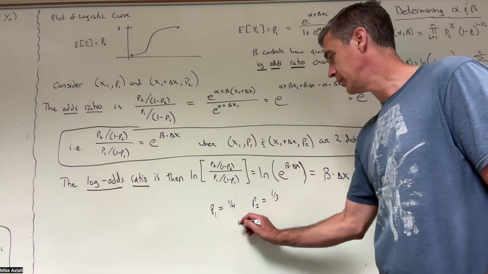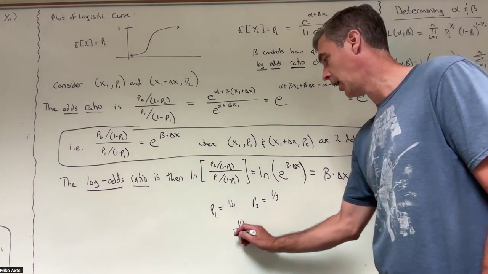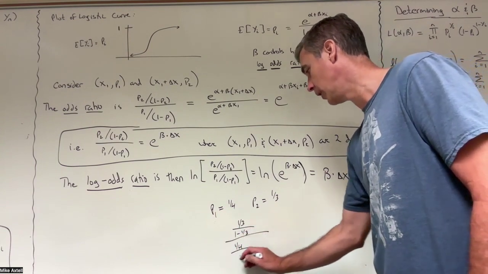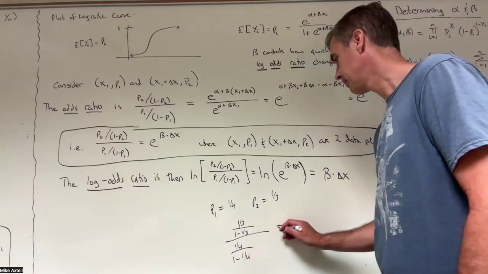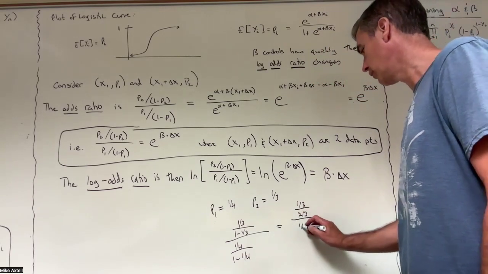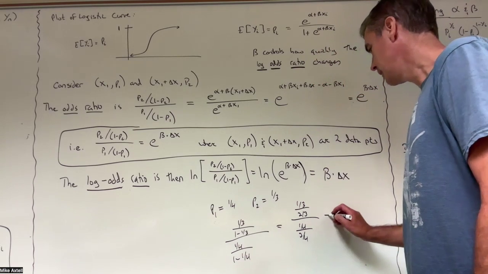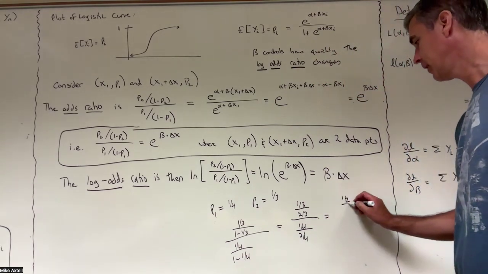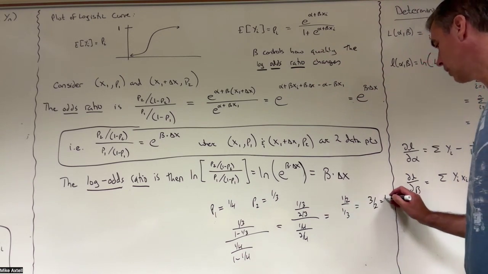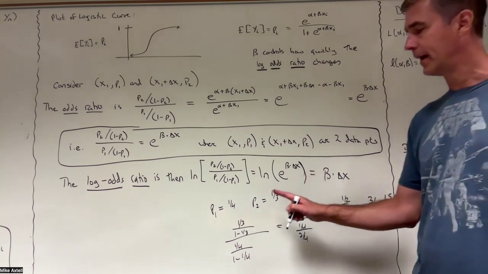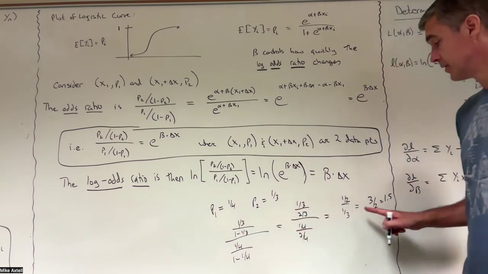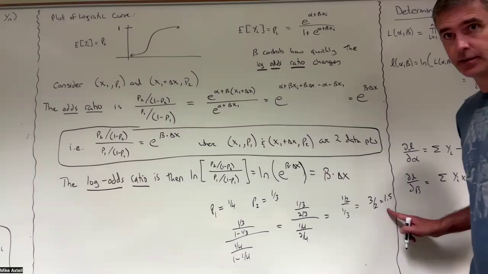So I'm going to take the odds for P2 and divide by the odds for P1. So that's 1/3 over 2/3, and 1/4 over 3/4. 1/3 over 2/3 is a half. 1/4 over 3/4 is a third. And so that's 3/2, or 1.5, okay? So when my probability of success goes from 0.25 to 0.33, the odds increases by a factor of 50%, okay?